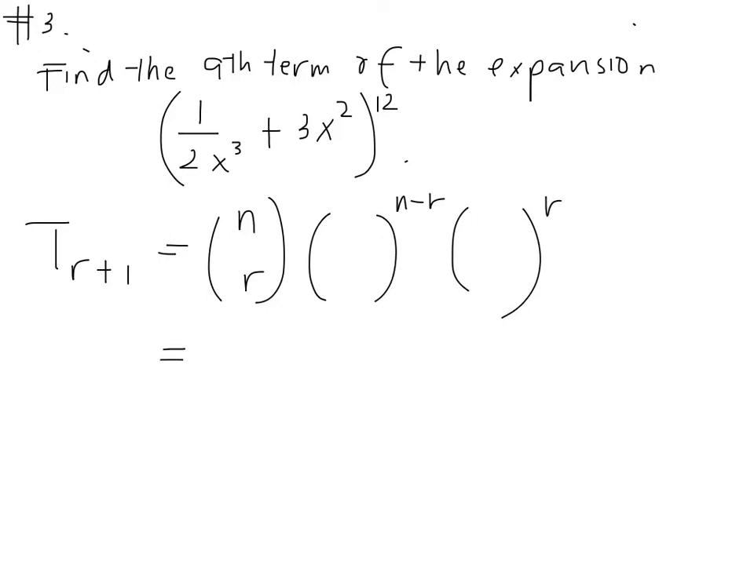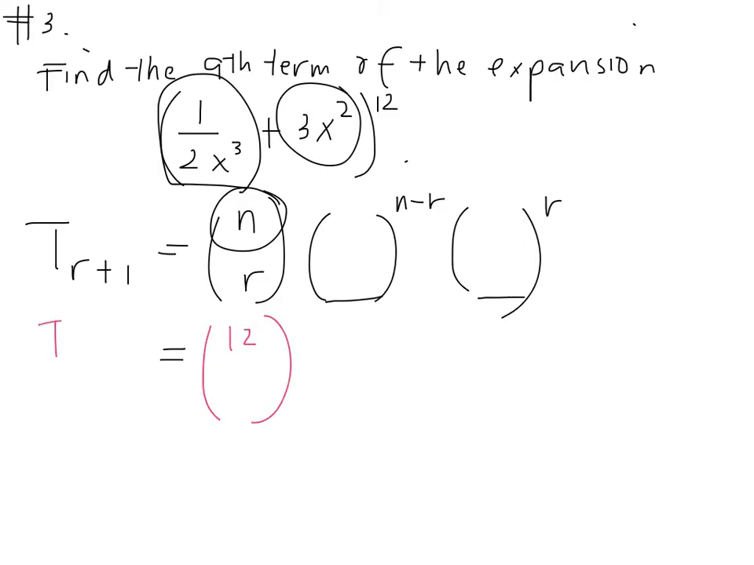So we have to find the numbers for n. If we know r, then we should use that r. And we know the first term and second term basically, so that's 1 over 2x cubed and 3x squared. So in our problem, what is our n? We have 12. And we want to find t9, right?